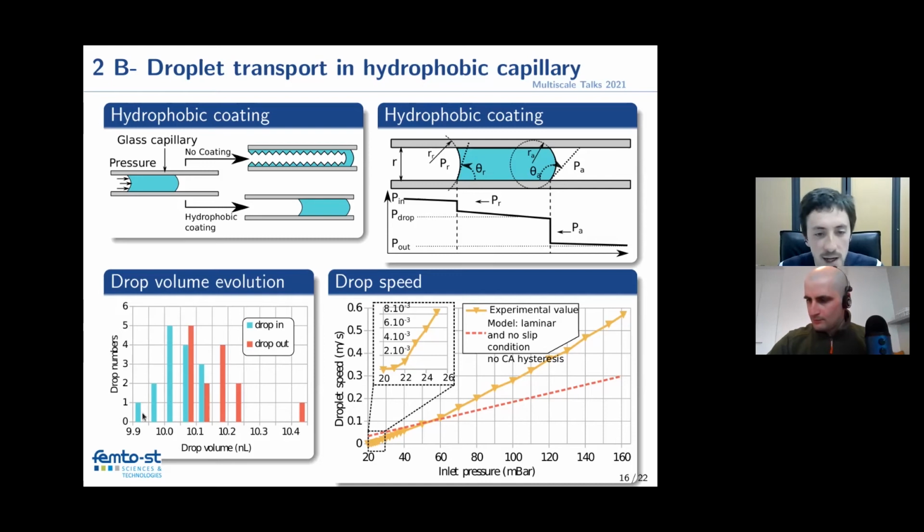So it was really nice. And finally, the last interesting point is that we can achieve quite high speed, half a meter per second. Mainly because only the droplet is having some friction with the tube, compared to a tube that is fully filled with liquid. So that's quite interesting as well.